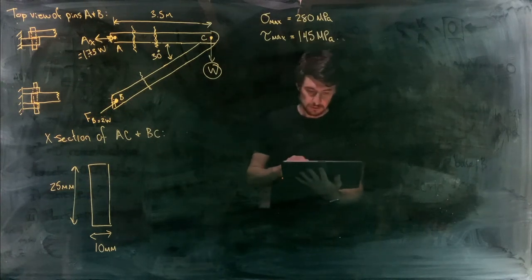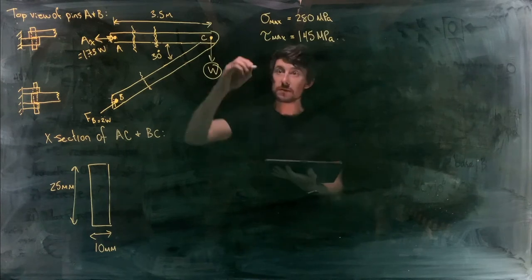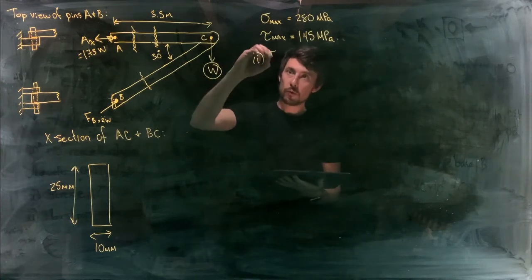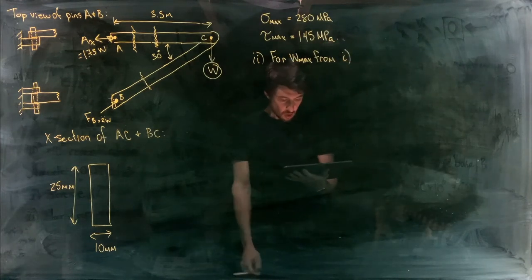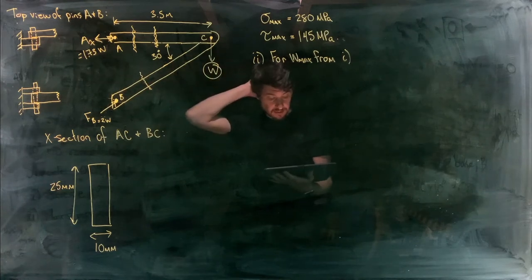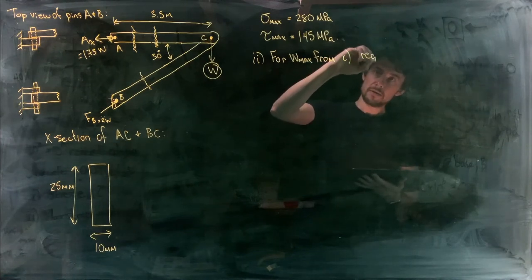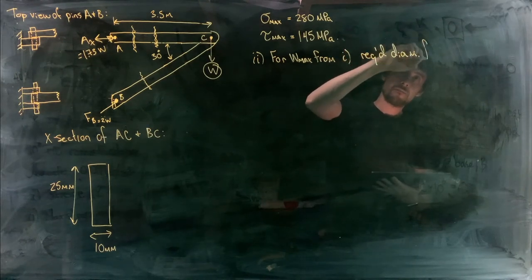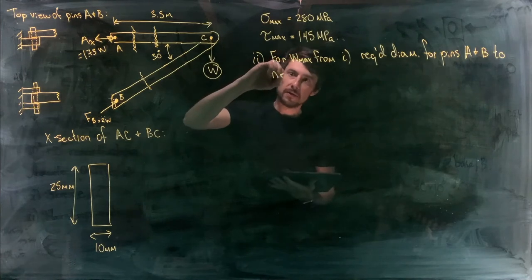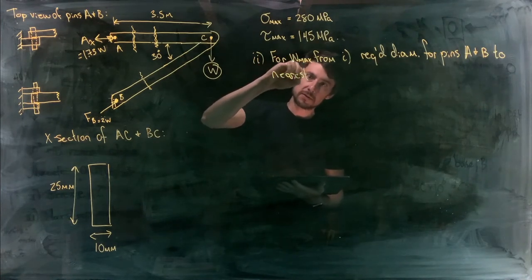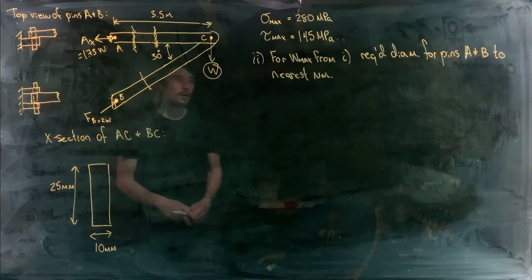Back to the problem statement. Here, what have we got? Part two. For this weight, which was our 35 kilonewtons, W max from part one, what are the required pin diameters, A and B, rounded to the nearest millimeter? Okay. For W max from part one, required diameters for pins A and B to the nearest millimeter.